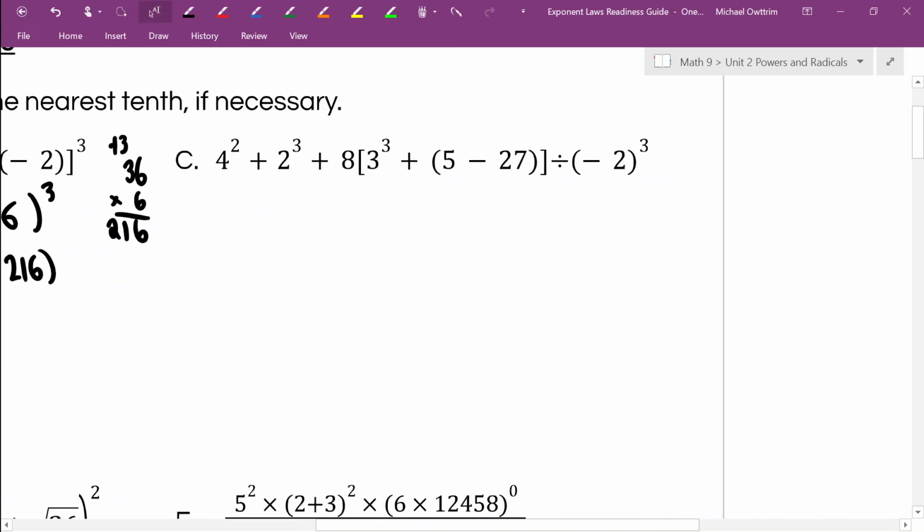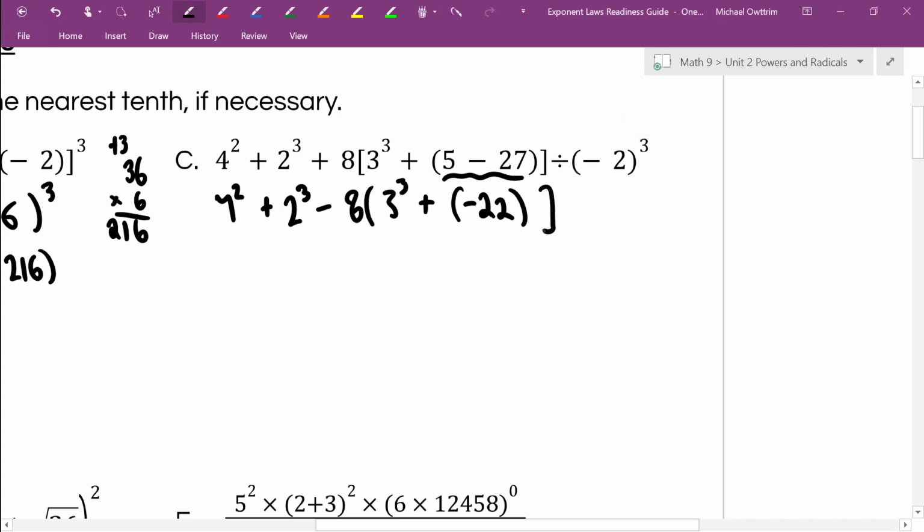Okay, question C, longer, but same idea. So again, we're going to start inside our brackets. So our 5 take away our 27 is going to be negative 22 inside those brackets. Next thing we're going to do is our exponent inside the brackets. So 3 cubed is 27. Inside those brackets, and 27 plus a negative 22 is positive 5.